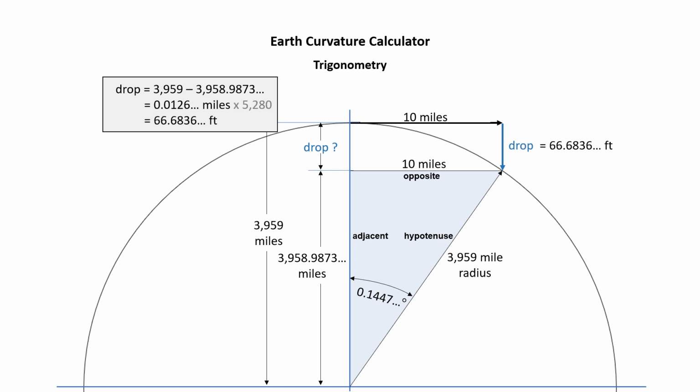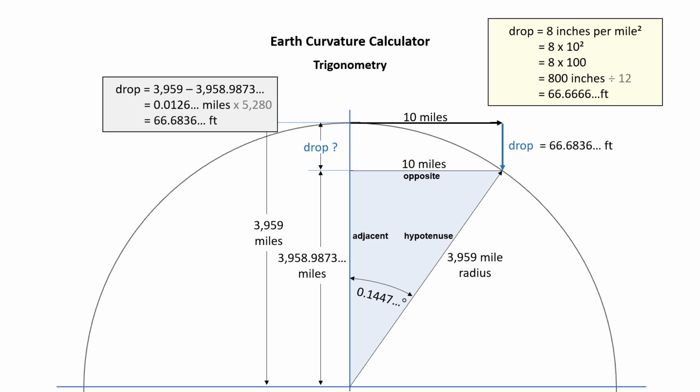0.0126 miles. And when I multiply that times 5,280, I get 66.6836 feet. Now, the 10-mile calculation for 8 inches per mile squared is 66.666 feet. Now, here I've converted the Earth curvature calculated drop to 800.2033 inches, which is a difference of 0.2033 inches. And that is less than a quarter inch. So I say so far 8 inches per mile squared is pretty accurate.